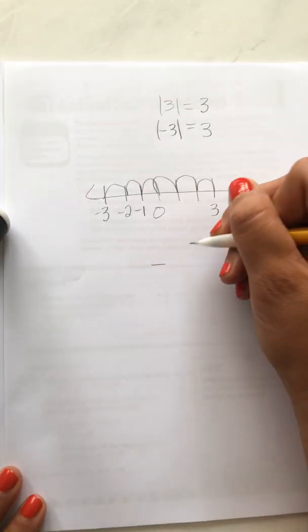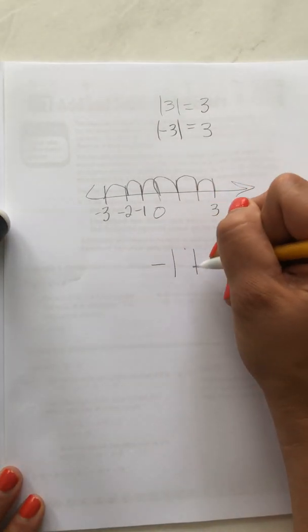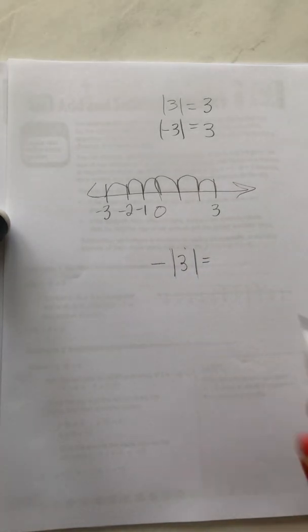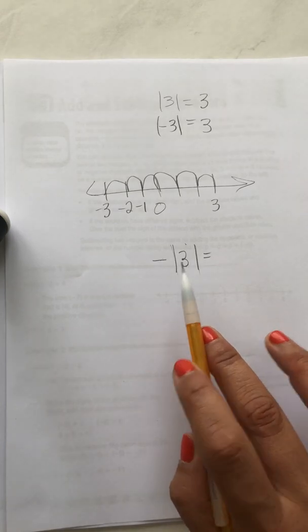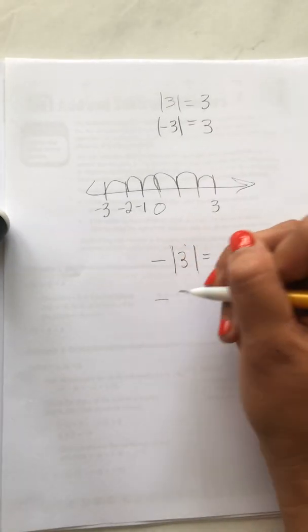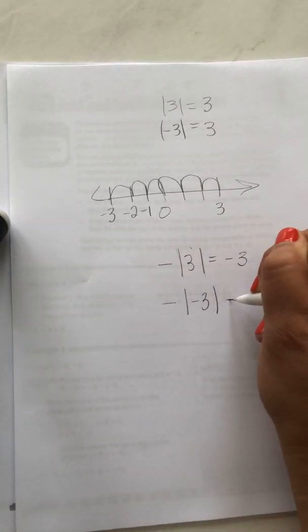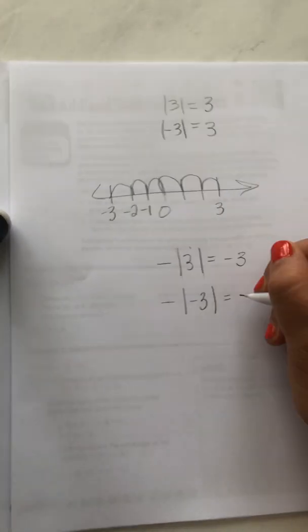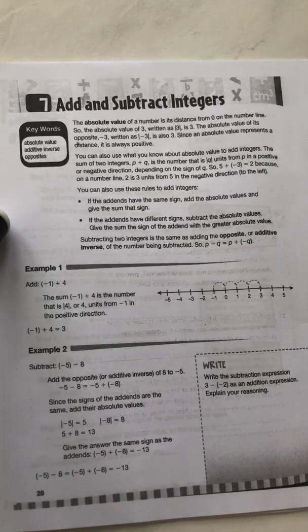One thing that's interesting that's probably not going to come up here is if you have the negative of the absolute value. So if I have the negative on the outside of the absolute value symbol, the absolute value of 3 is 3, but then if you take the negative of that, it's the opposite, so it's negative 3. Or if you have the negative of the absolute value of negative 3, well, what's the absolute value of negative 3? 3. And what's the opposite of that? Negative 3. Okay. So let's keep going.